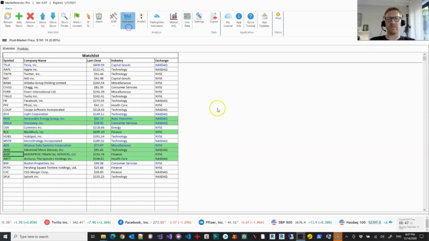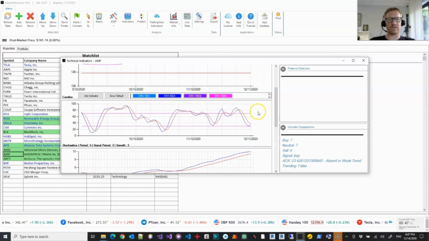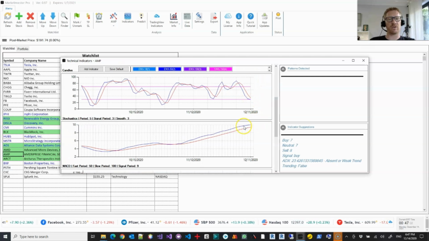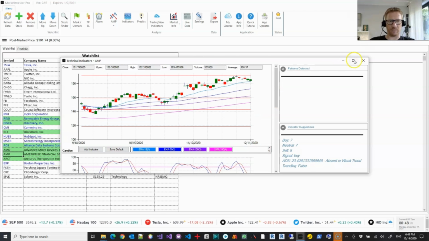AMP, let's have a quick look. So on AMP, we've got not too bad on the candles. At the bottom of stock D, looks good. A little bit of a potential intersection in the not so distant future, but for now it doesn't look too bad. It says buy. The ADX is not super strong. Below 25, by the way, is where it will say absent or weak trend. 25 to 50 will say strong. Above 50 will say very strong. Above 75 is like amazingly strong.